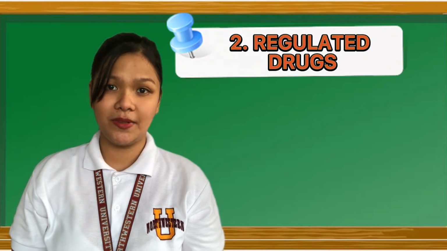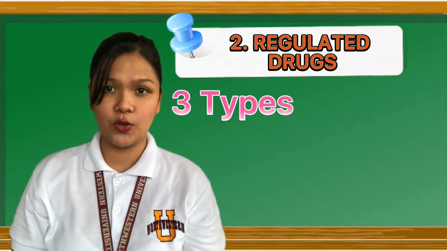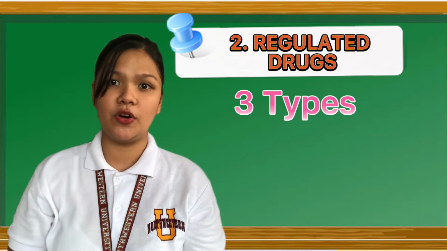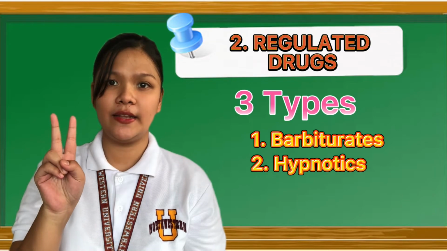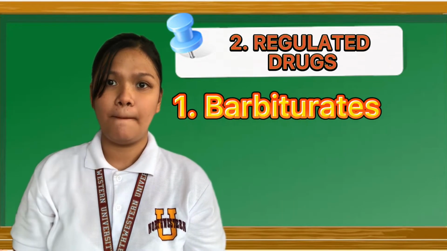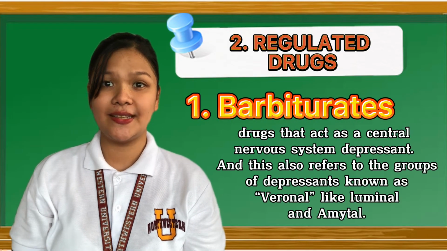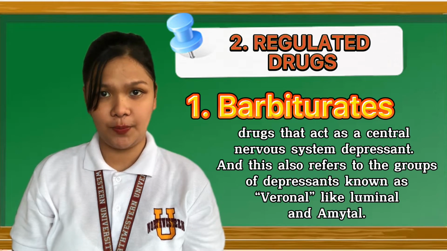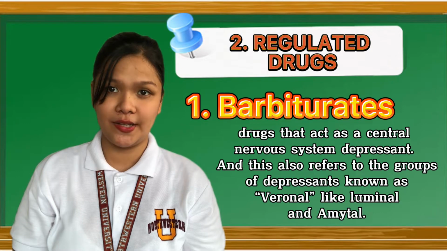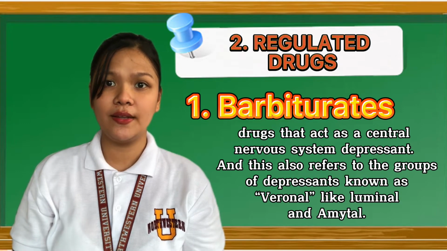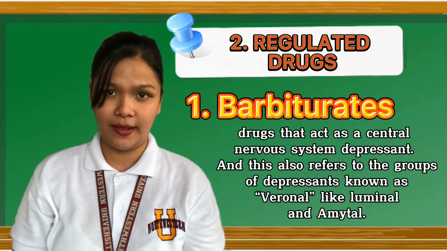So just like prohibited drugs, regulated drugs also have 3 types, which are barbiturates, hypnotics, and amphetamines. Barbiturates are drugs that act as a central nervous system depressant, and this also refers to the groups of depressants known as veronal, like luminal, and amital.